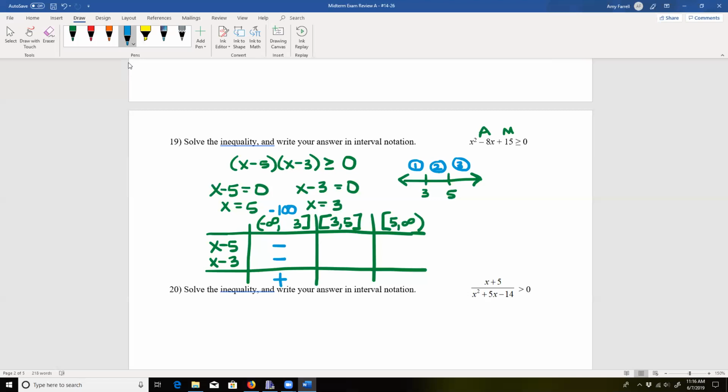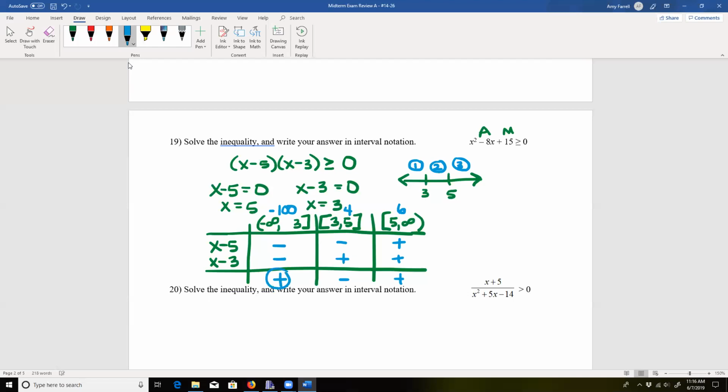Then I'm going to plug a number into the second interval. How about 4? 4 is between 3 and 5. 4 is negative, but then it's positive, because 4 minus 5 is negative 1, and 4 minus 3 is positive 1. A negative times a positive is a negative. And then I could pick something like 6 over here, or 100 is fine, whatever you want. 6, when plugged into the two factors, I get positives both times. Positive times a positive is positive.